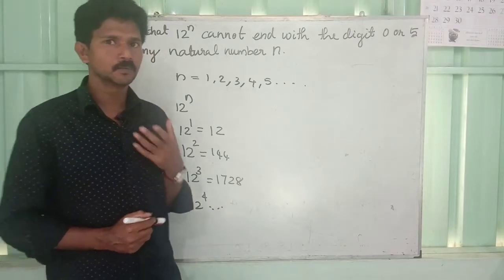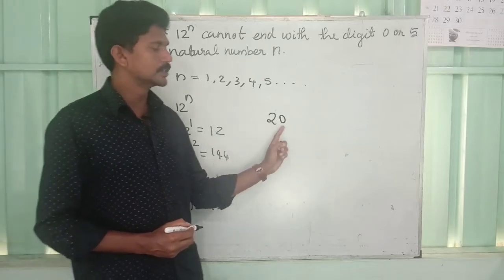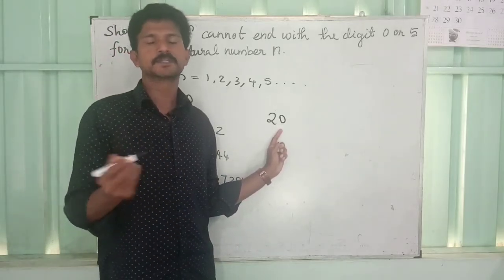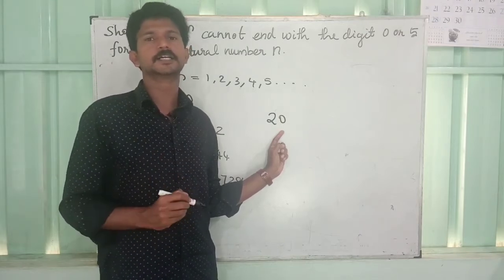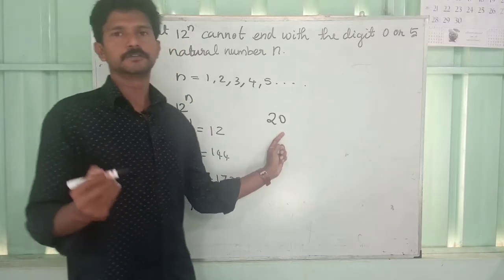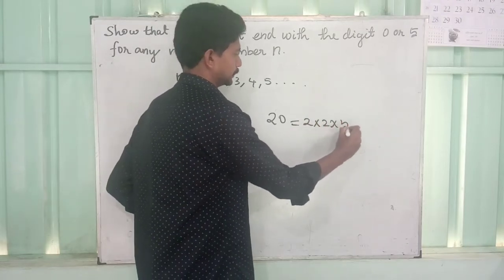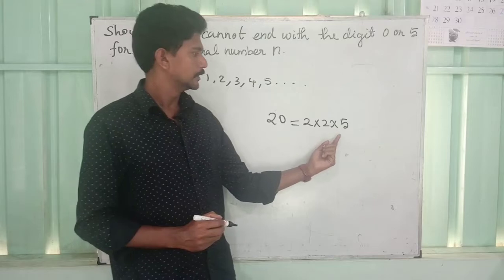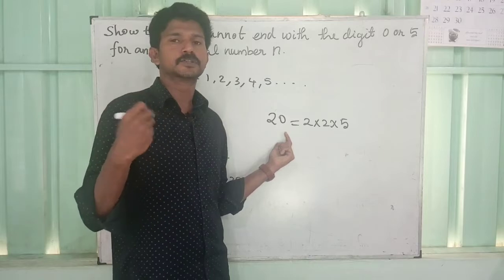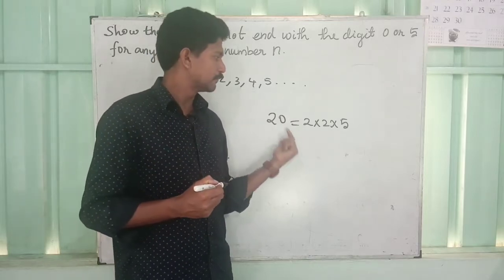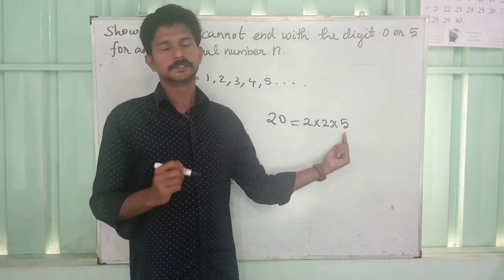Let us take one example. For example, this number 20. This ends with 0. So as per the divisibility rule of 5, this number is definitely divisible by 5. If you prime factorize this 20, we get 2 into 2 into 5. See that? So this number ends with 0 and it is divisible by 5. When you prime factorize this number, it has the prime factor 5. So this is the idea.